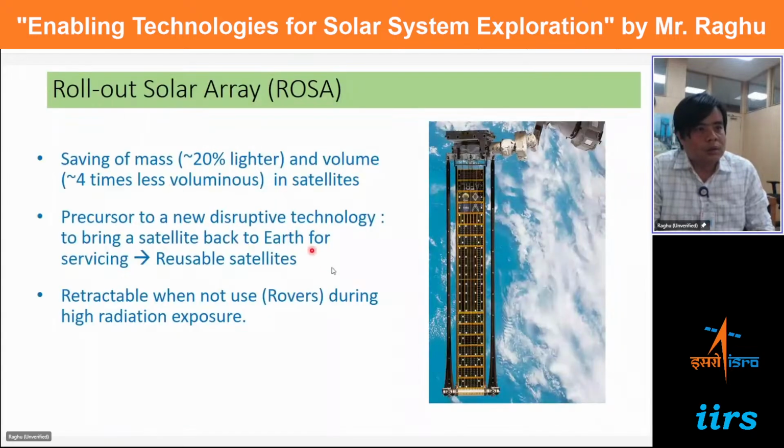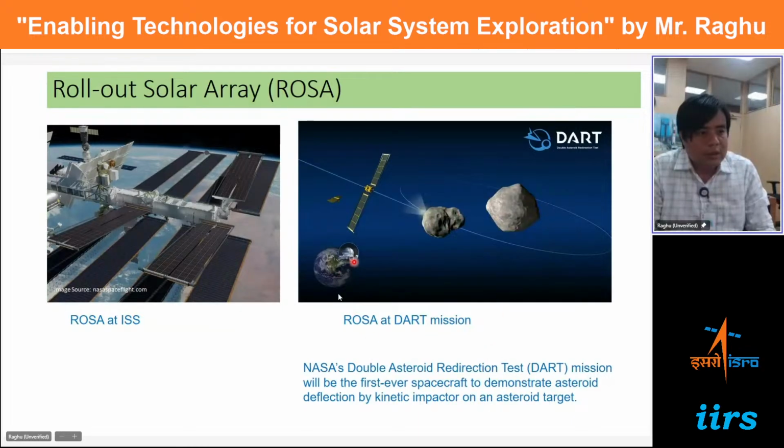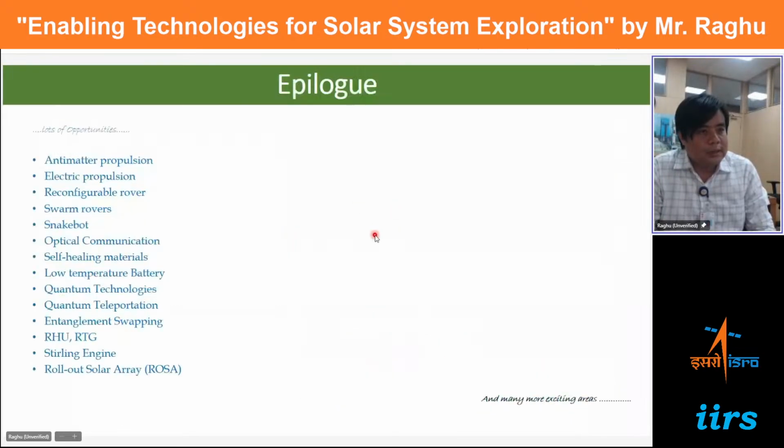And another is a rollout solar array, because everything needs solar power generation. This solar array you can roll out when you want, and when you don't want, you can roll it back. This is more suitable for planetary exploration. When you have maximum radiation exposure, you can roll it back, and then when you want, you can roll it out again. This has been implemented in the International Space Station as well as the DART missions. You may know about the double asteroid collision. Okay, this is the last slide, Dr. Praveen.